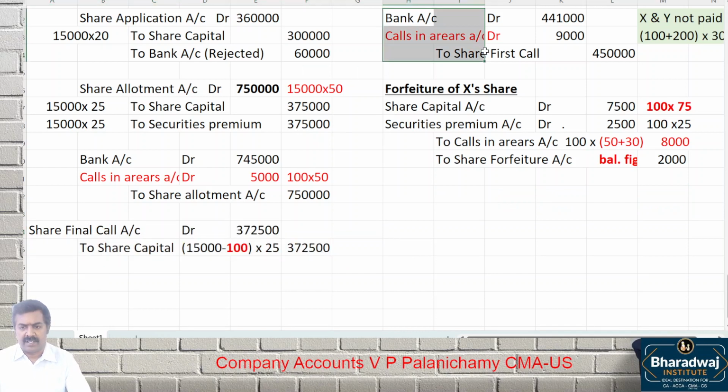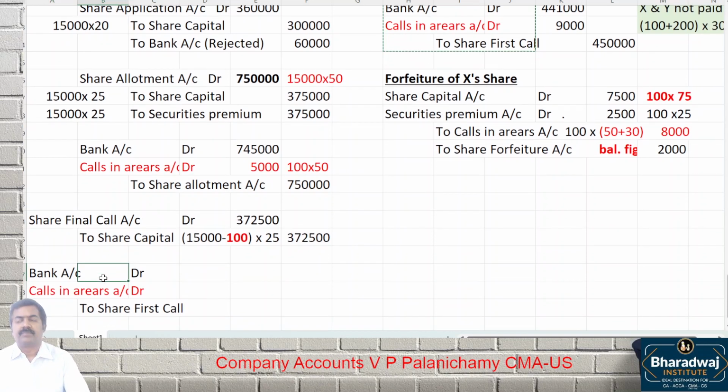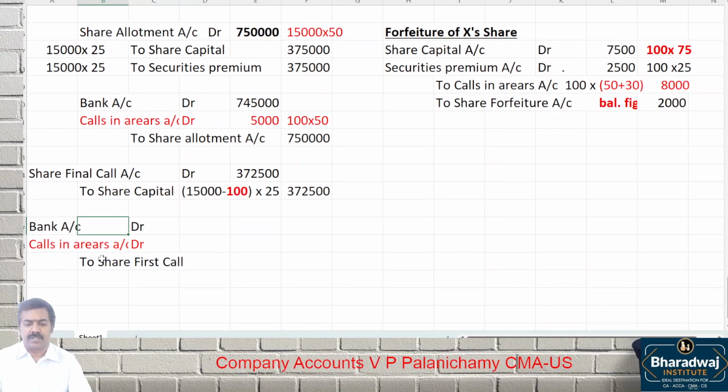What is the entry for collection? Bank account debtor, calls in arrears account debtor to which account? Share final call account. The final call account will be this 3,72,500. Who is not paying for the final call?